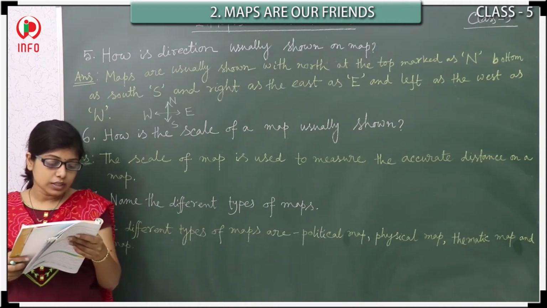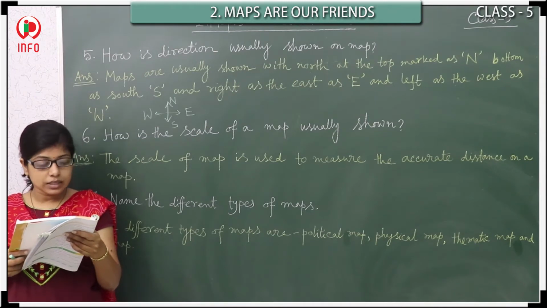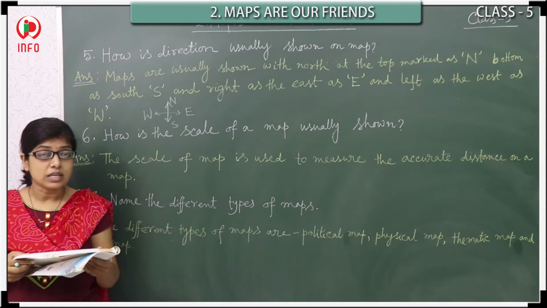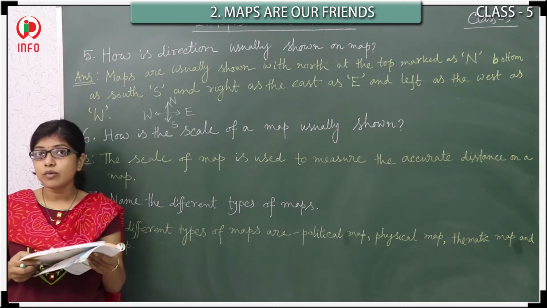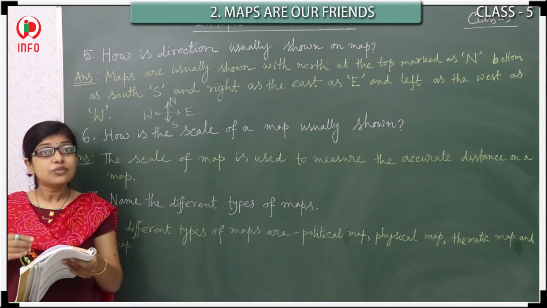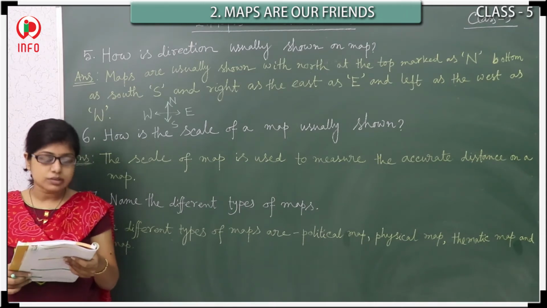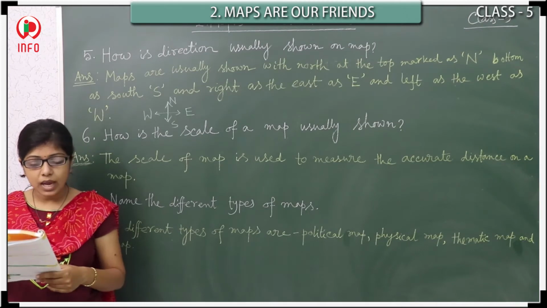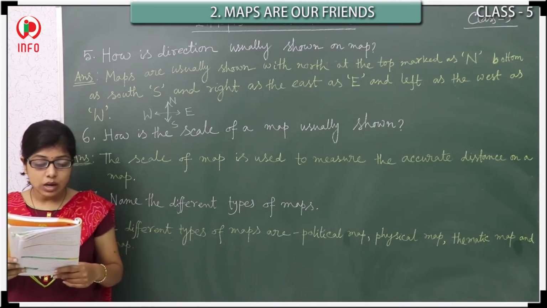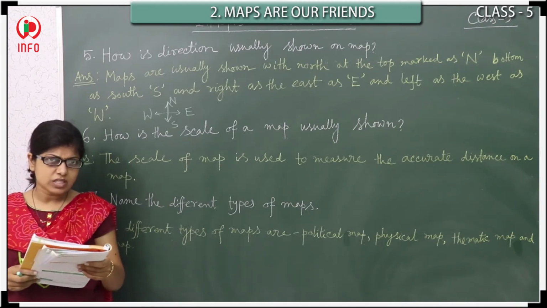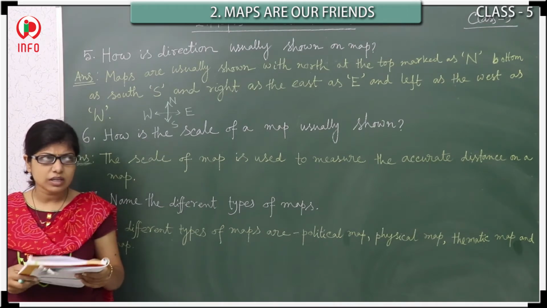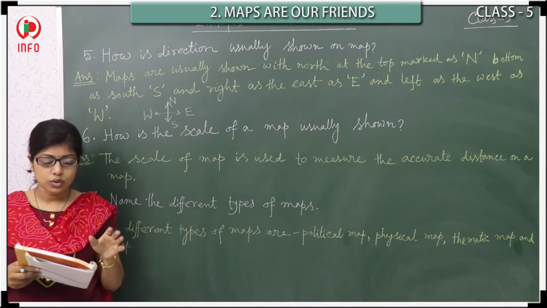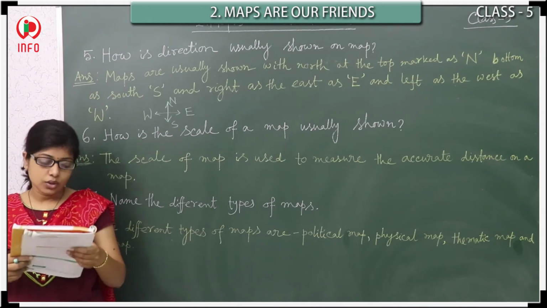Next, the third one, standard symbols are used in maps. Is it correct? Yes, that one is correct. Standard symbols are there with the help of which we are able to locate different things. So that one is also correct. You have to write yes. Next, the fourth one, maps are drawn with south on the top. Is it correct? No, it's not correct. On the top, north should be there. That means that one should be no. Inside the bracket, you have to write no.